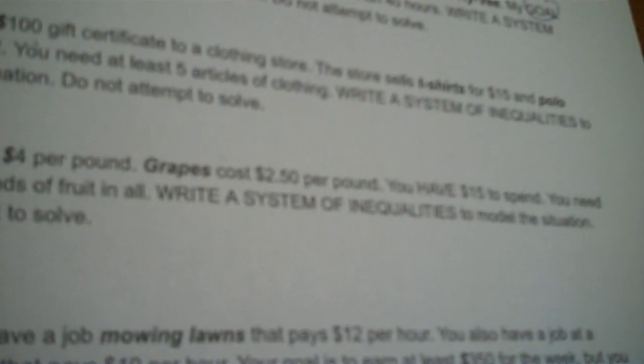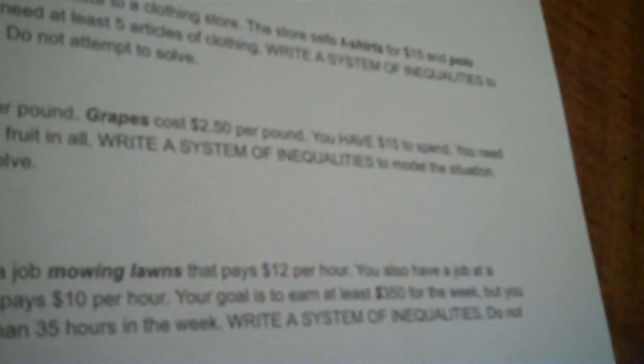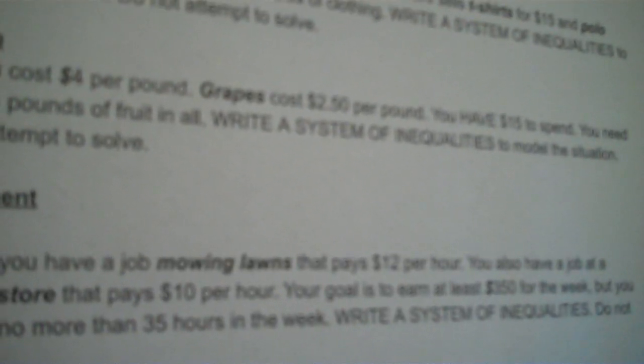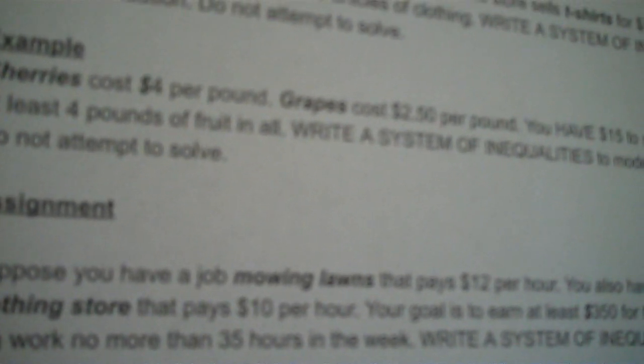Okay, last problem. Cherries cost $4 per pound. Grapes cost $2.50 per pound. You have $15 to spend. You need at least 4 pounds of fruit in all. Write a system of inequalities to model this situation. Don't attempt to solve it.